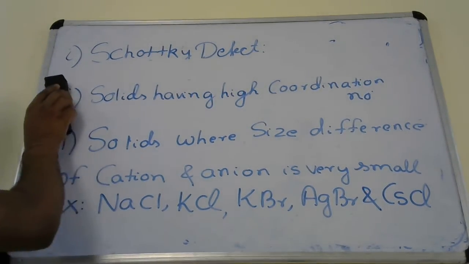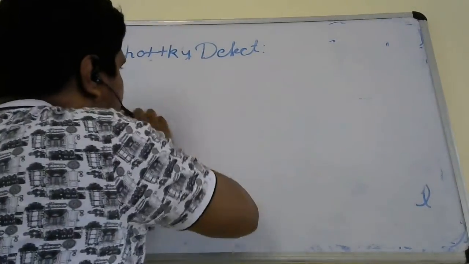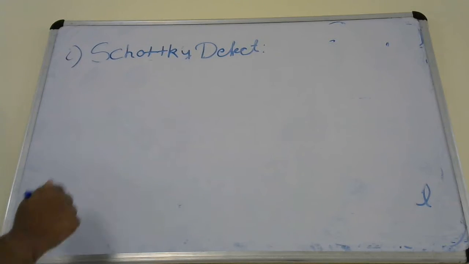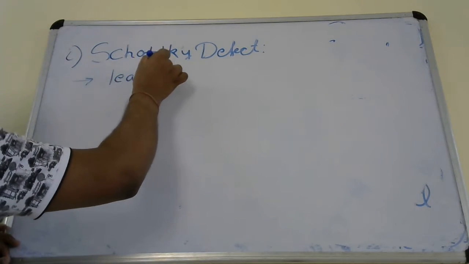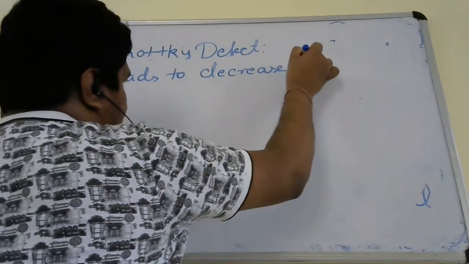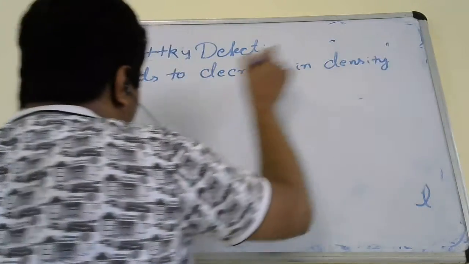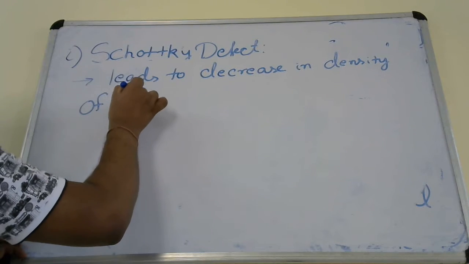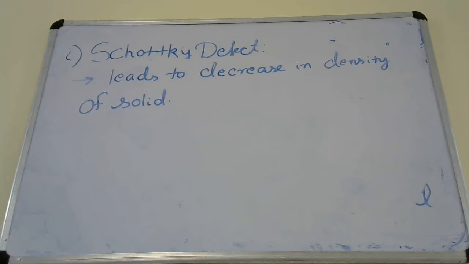Now remember another thing in Schottky defect. Schottky defect leads to a decrease in density of the solid. The density of the solid decreases in Schottky defect.